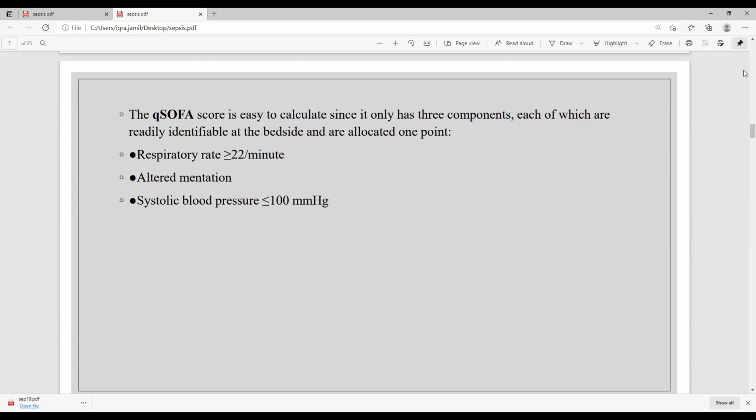If 2 or more of these scores are present, it indicates that the patient has potential risk of death from sepsis. It also indicates the prognosis. If the score is 2 or more, the prognosis will not be good. So this is also important, and we can assess the patient even outside of hospital, in the emergency department, in the ward, and also in the ICU.